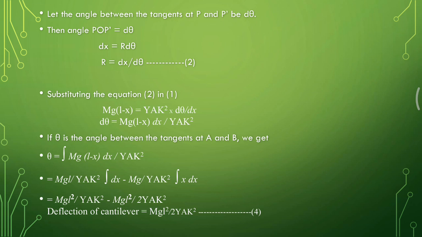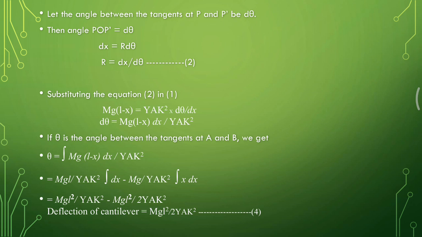Therefore, here we can take mg by Y A k squared as a common factor. Then we have to resolve this into two terms. One term is mgL, another term is minus mg into x. Therefore, we can write this as two terms, as you are observing here.